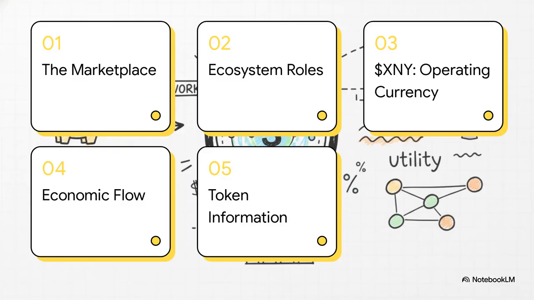Here is a quick look at our roadmap for today. First, the human intelligence marketplace. Second, ecosystem roles at a glance. Third, XNY, the operating currency. Fourth, following the economic flow. And finally, number 5, essential token information.